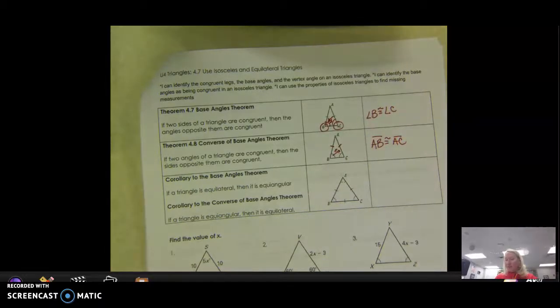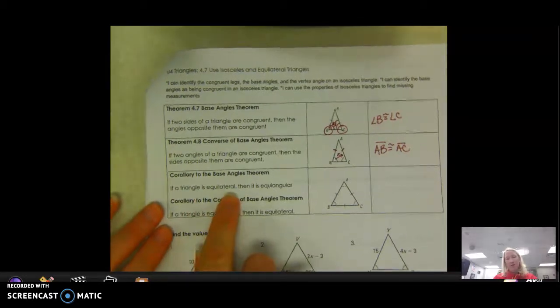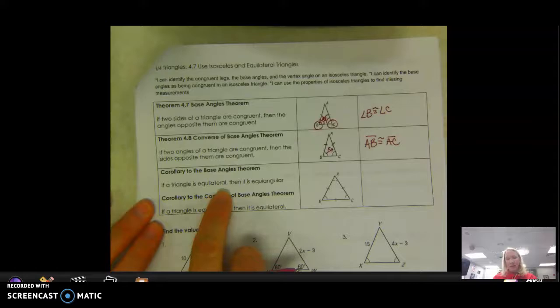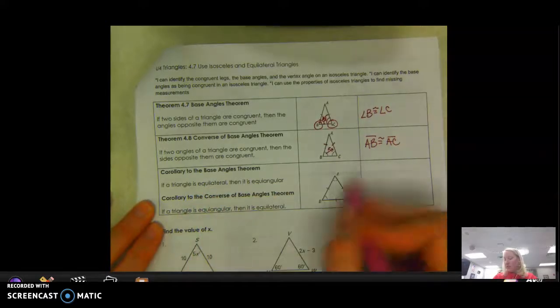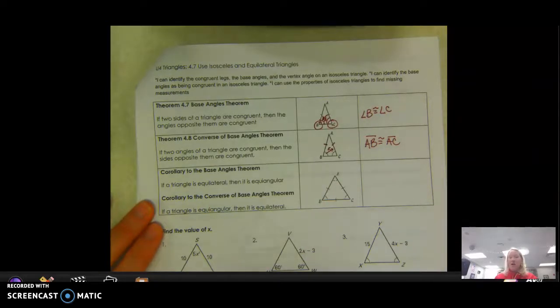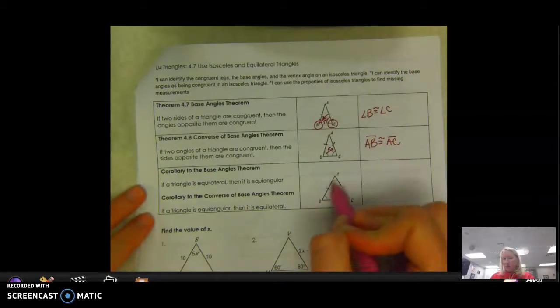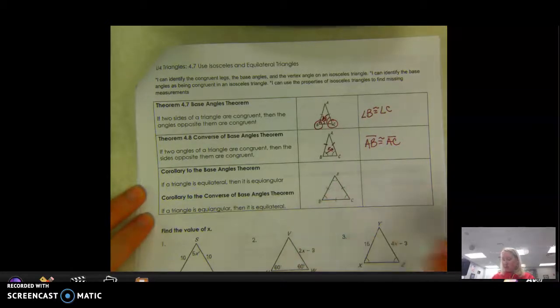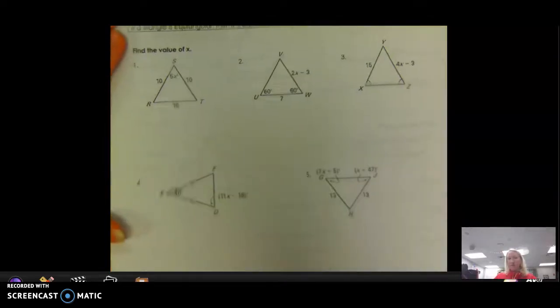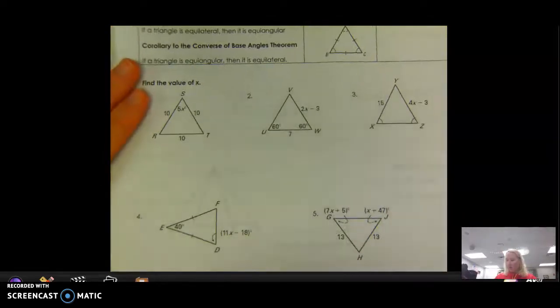Corollary to base angles theorem: if a triangle is equilateral, remember equi means equal, lateral are sides, so equilateral means same length sides, then it is also equiangular. So if all sides are equal, all angles are also equal. And then the corollary to the converse, flipping it around: if all angles are equal, it's equiangular, then all sides are also equal. Okay, so what I want you to do with that information is pause me and try 1 through 5 on your own, and then unpause me when you're done and see if you did them correctly.